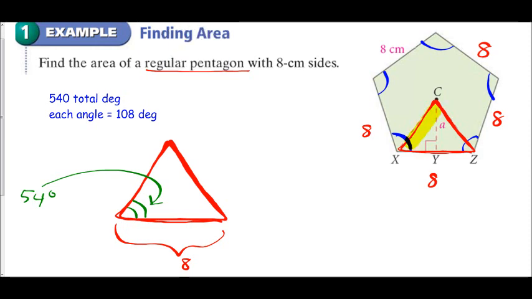So basically, if we can figure out this area, which I'm trying to highlight right here, then we can just multiply by 5, because there are 5 of those triangles in this pentagon, and we'll be good to go. I'm going to draw in the height of our triangle, because obviously the height's important. I'm going to go from here on up. There's our height. Now we have a right triangle.